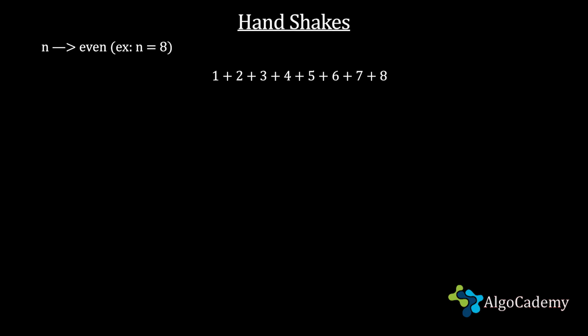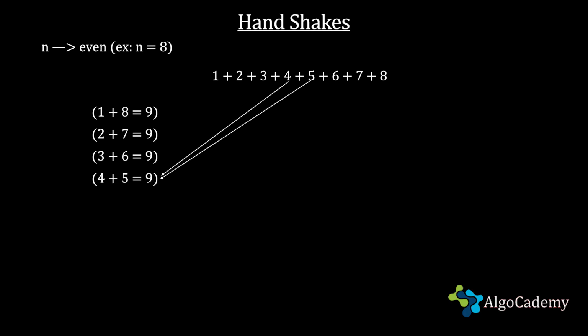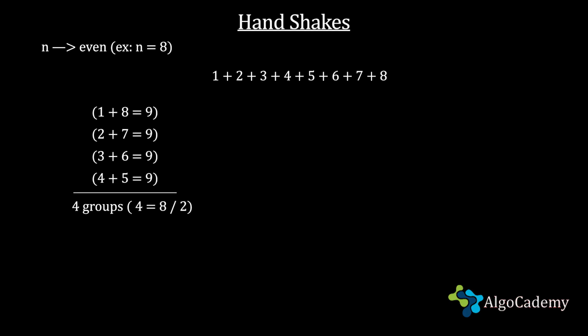Gauss made the observation that we can group all these numbers into pairs which share the same sum. We can pair 1 with 8, 2 with 7, 3 with 6, and 4 with 5. There are a total of 4 pairs, which is, by the way, 8 divided by 2, and each of these pairs has a sum of 9, which is, by the way, 8 plus 1.